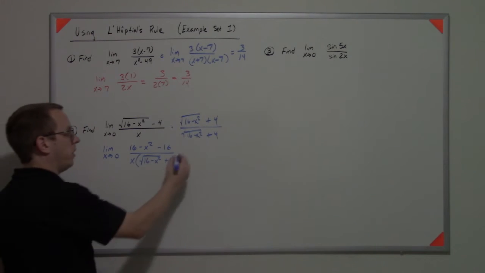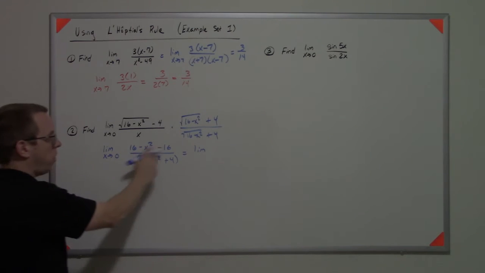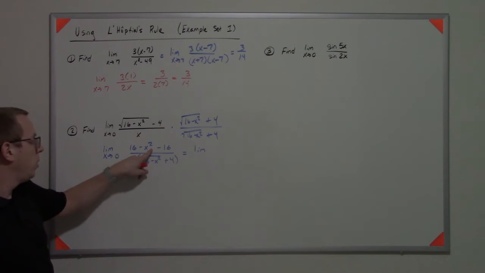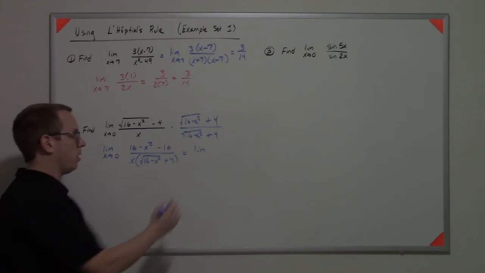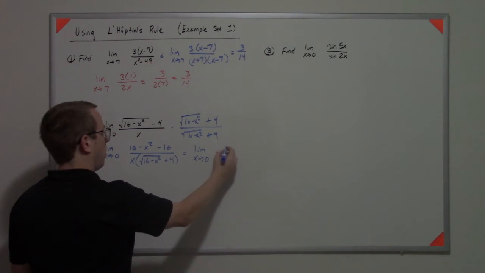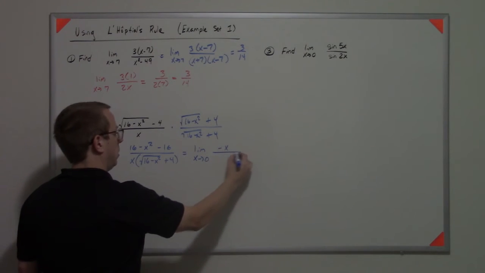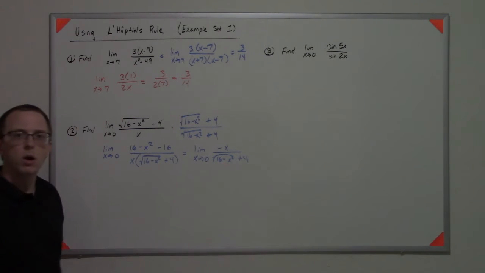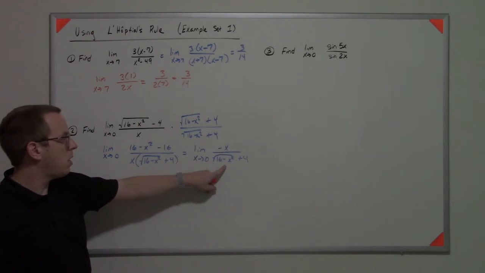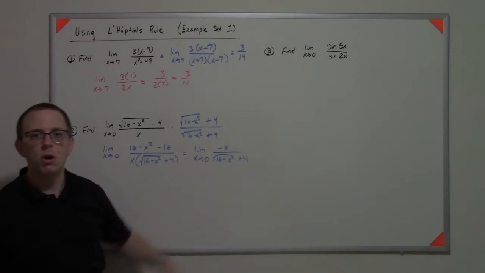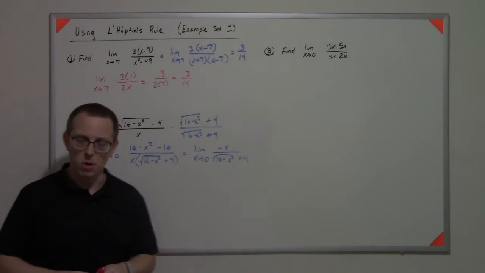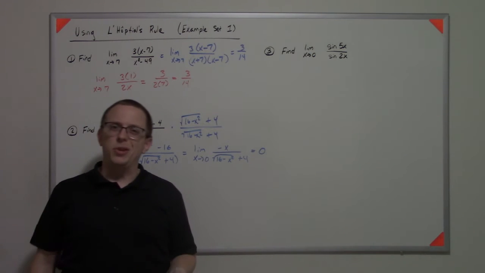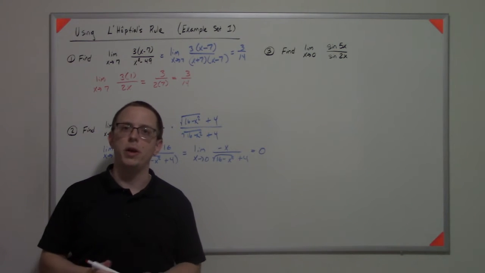At which point this would have all canceled, the 16s would have canceled, so we would have had negative x squared on the top, which then would have canceled with an x on the bottom, so you would have had the limit as x goes to 0 of negative x over the square root of 16 minus x squared plus 4. When you plug in 0, you get 0 on top, you get 4 plus 4 on bottom, so it's 0 over 8, so it's 0. Okay, great. But let's not do that. Let's do that with L'Hopital's rule.